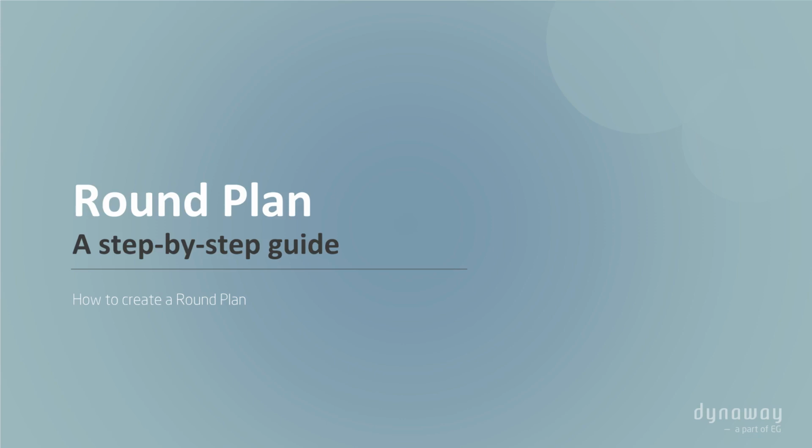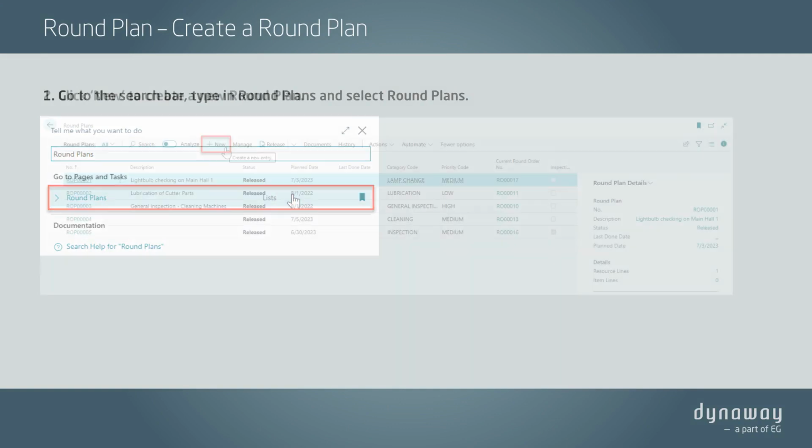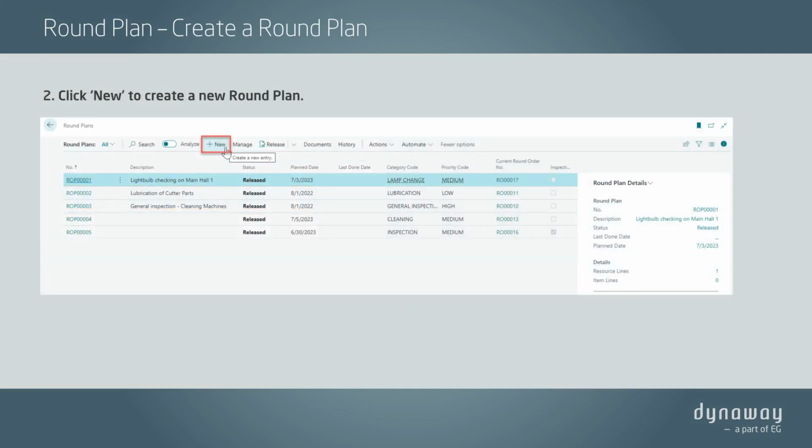This is a Dynaway step-by-step guide on how to create a round plan. Go to the search bar, type in round plans, and select round plans. Click New to create a new round plan.